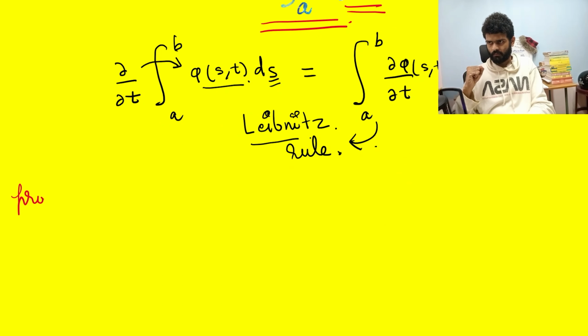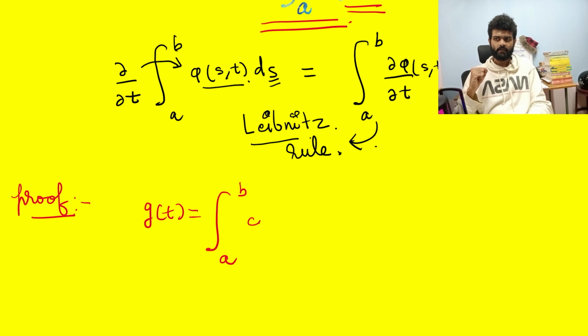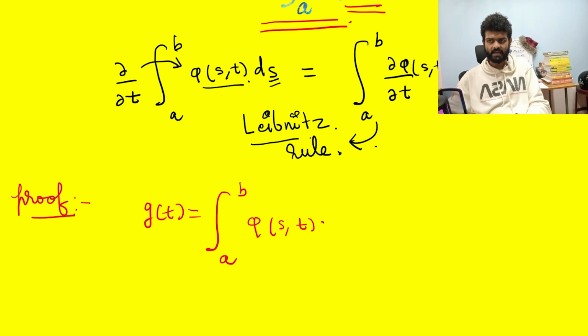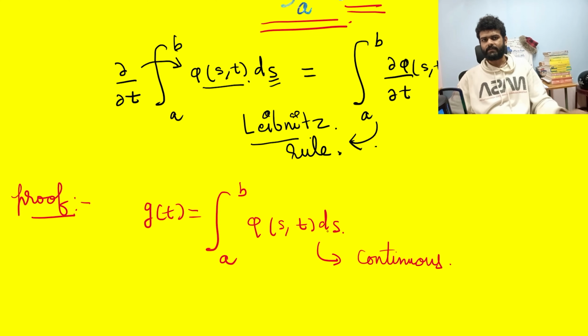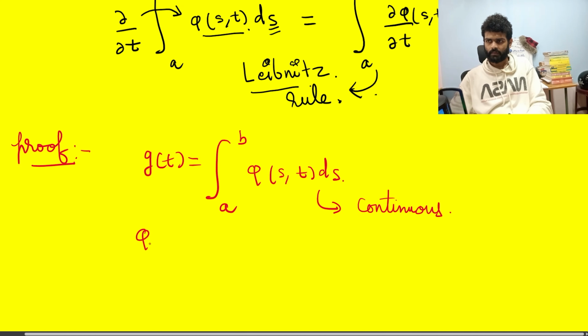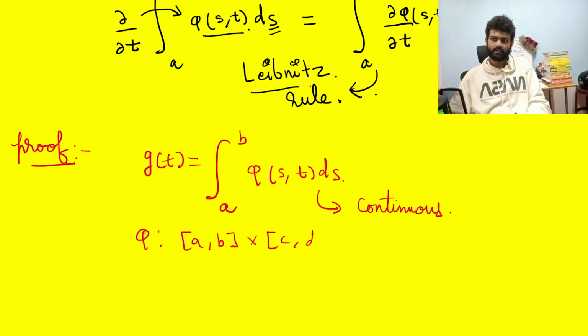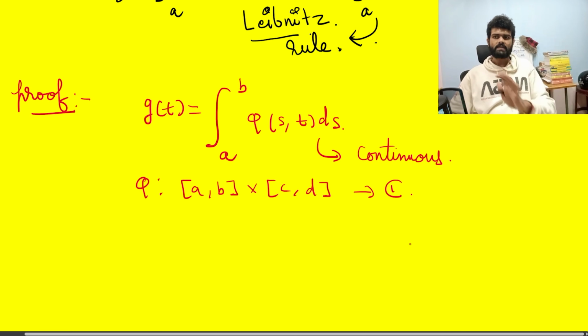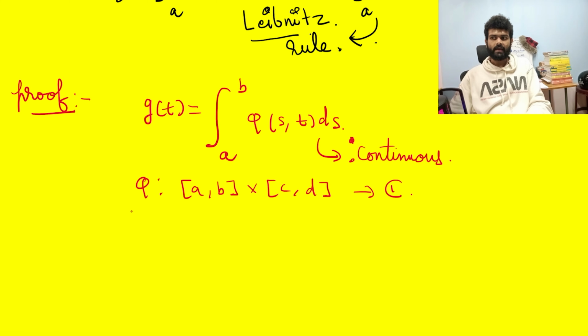First I need to prove that this particular function g(t), defined to be the integral from a to b of phi of (s, t) ds, is continuous. So how can we do this? Well, it's given that the function phi is defined on this rectangle AB times CD, and its range is complex numbers.